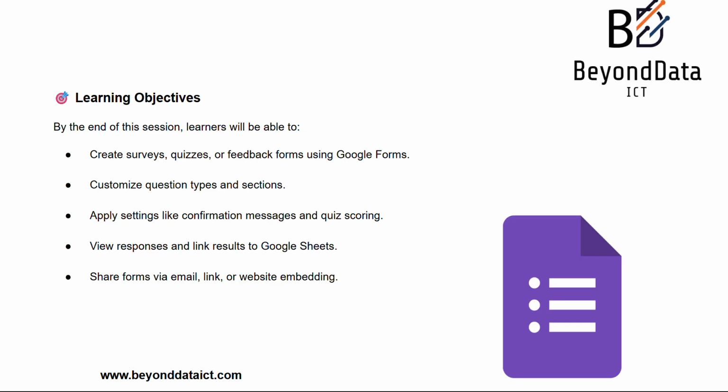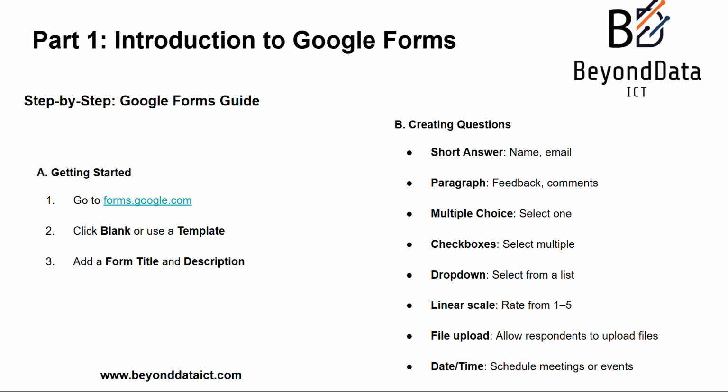And then now in this session, our aim is to ensure that by the end of the session, learners will be able to create surveys using Google Forms, customize question types and sections, apply settings, confirmation message and quiz scoring. We will not be doing that because that's kind of advanced. View responses and link results to Google Sheets, we will do that. Share forms via email, definitely we will do that. So that's what we are going to learn in this.